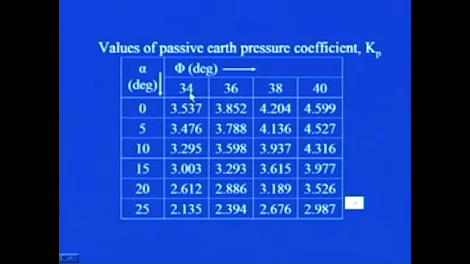Similarly, for phi equal to 34, 36, 38, 40 degree, for different values of alpha you have the passive earth pressure coefficient Kp value. So, you decide upon the problem, you fix the value of alpha, you know the value of phi, you pick the corresponding value of Kp and then subsequently you can find out the total force per unit length of the wall.